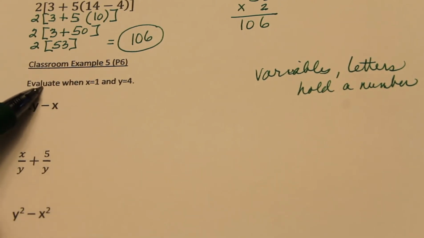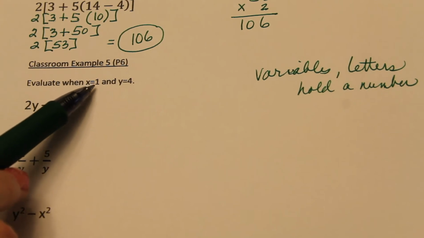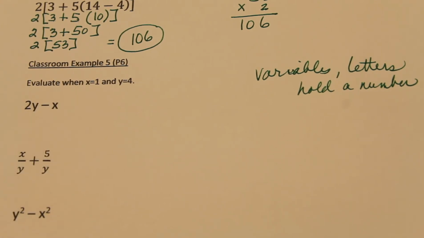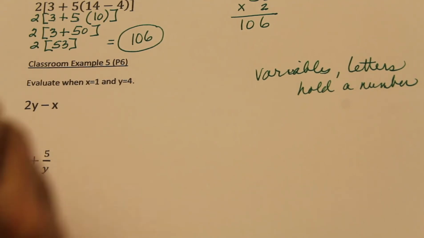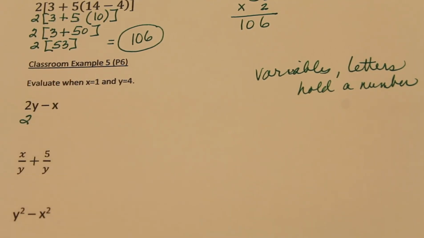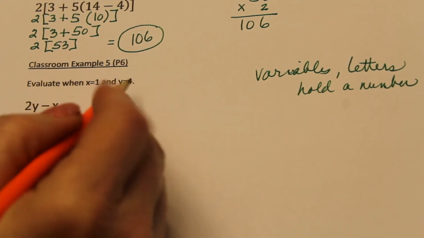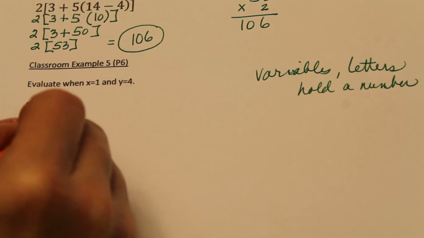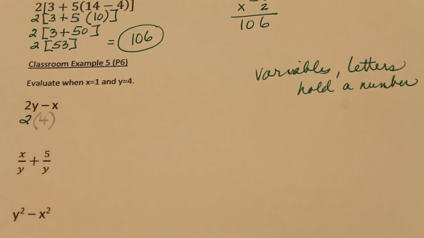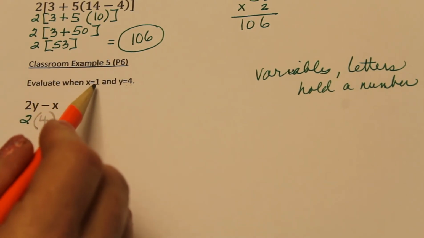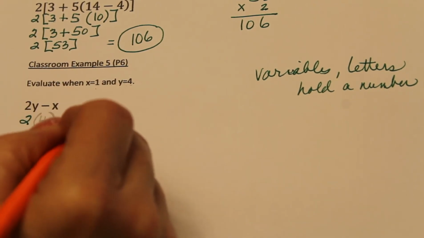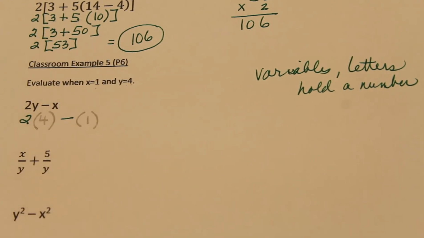So if we want to evaluate 2 times y minus x, everywhere we see an x, we're going to put a 1. Everywhere we see a y, we're going to put a 4. So this is 2. I'm not going to put y. Everywhere I see a y, I'm going to put a 4. Minus. I'm not going to put an x. Everywhere I see an x, I'm going to put a 1.